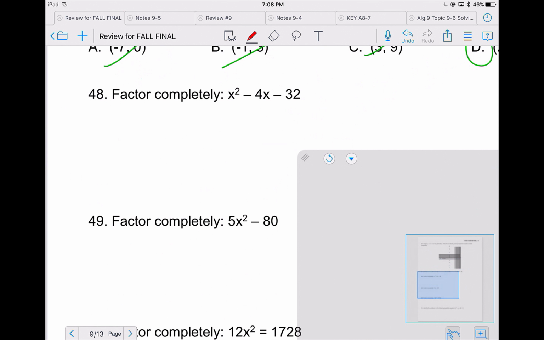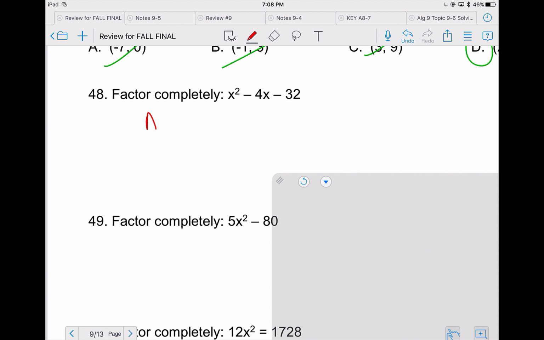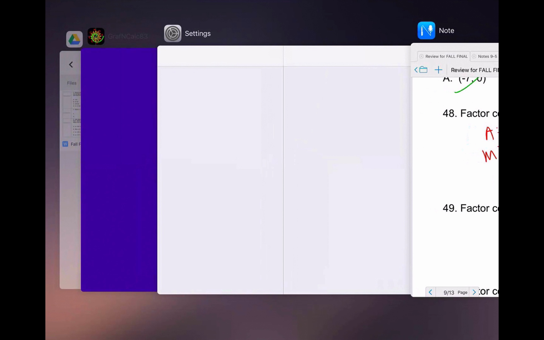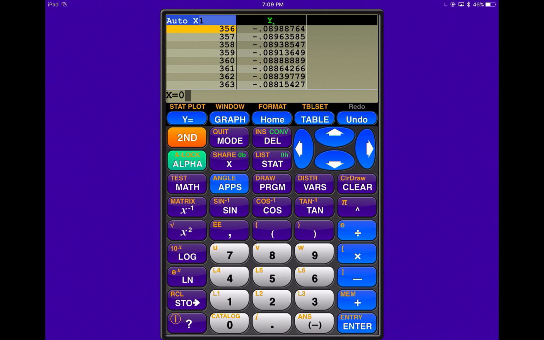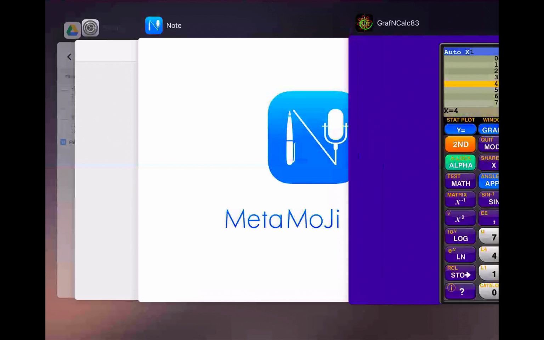49 asks us to factor completely, so we are looking for something that adds up to the middle and multiplies to the outside term. We can put negative 32 divided by x in y equals and look at our factors and see which of them would add up to negative 4. So negative 32 divided by x, looking at my table. 1 and negative 32 do not add up to negative 4. 2 plus negative 16 is not negative 4. 4 plus negative 8 would be negative 4.